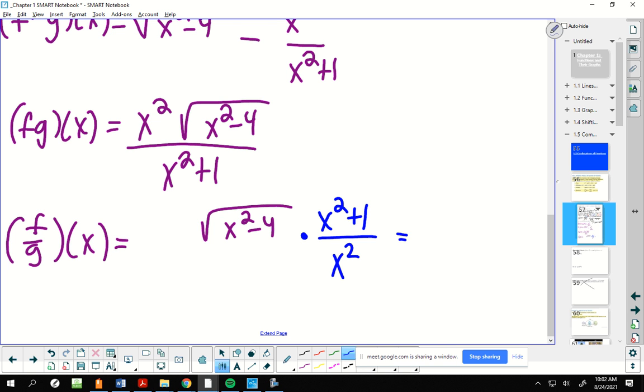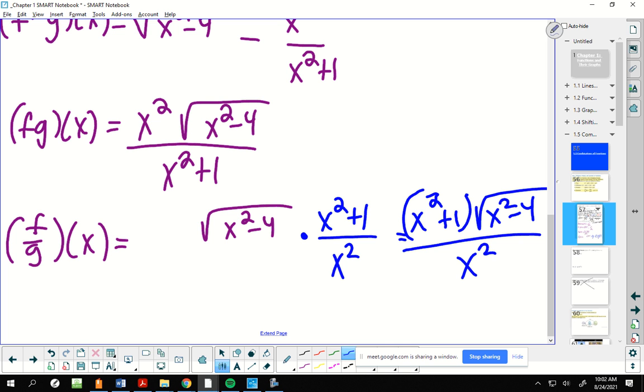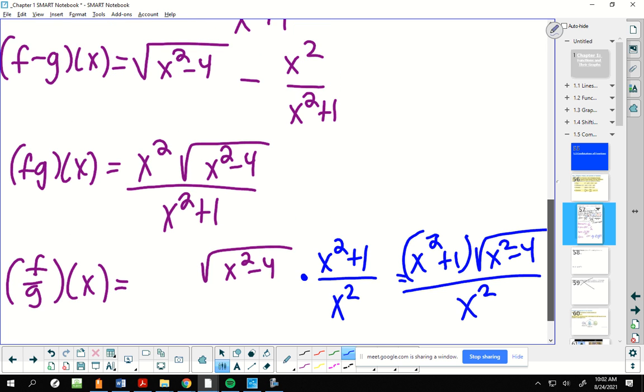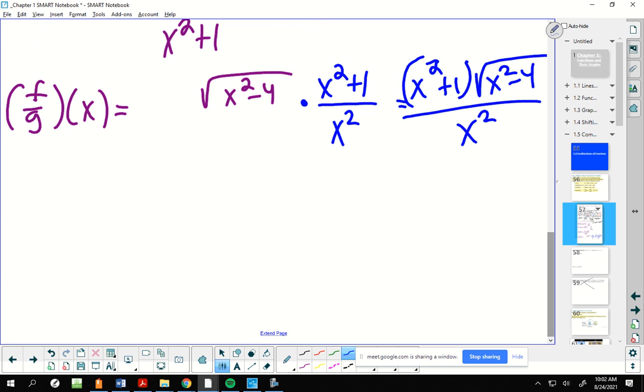And then I'm just going to write the x squared plus 1 in front of the radical, and we'll put that in parentheses, all over x squared. In your homework, if you see it, you can just go straight to here. We're going to divide by a fraction, multiply by the reciprocal, and then go straight to this step. Now, we have to talk about our domain of f divided by g, because now we have a denominator.